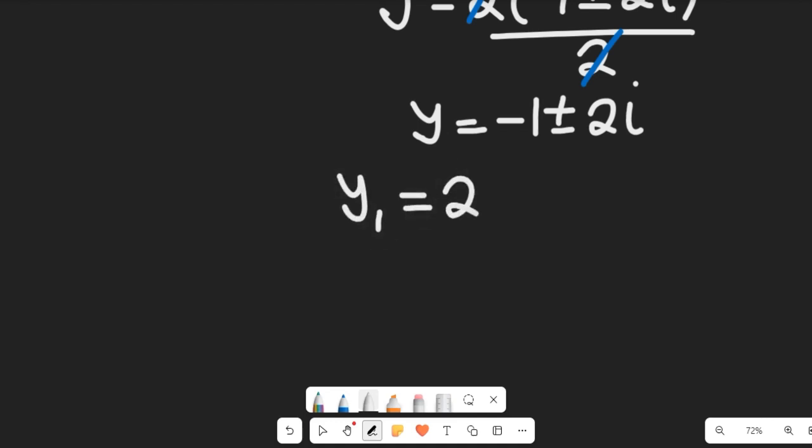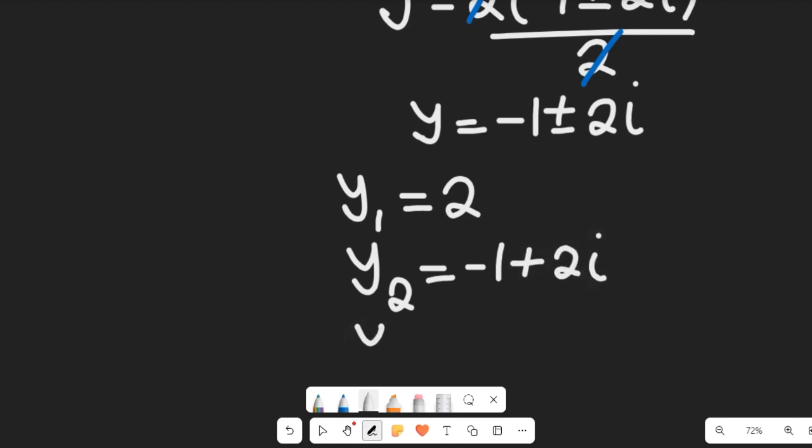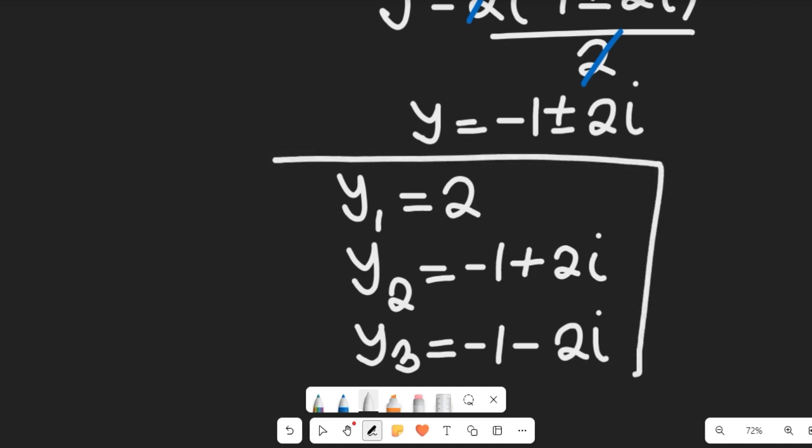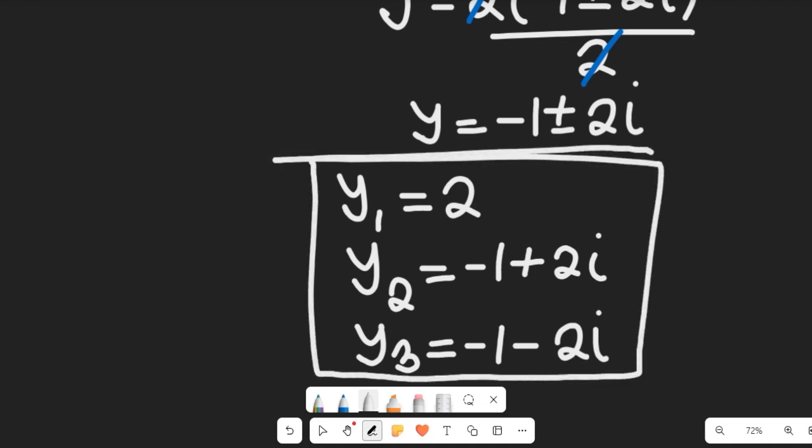So from this expression, we have seen the first value of y, which is y1, to be equal to 2. Here y2 will be equal to negative 1 plus 2j, and then y3 will be equal to negative 1 minus 2j. And these are all the values of y that satisfy the expression given to us.